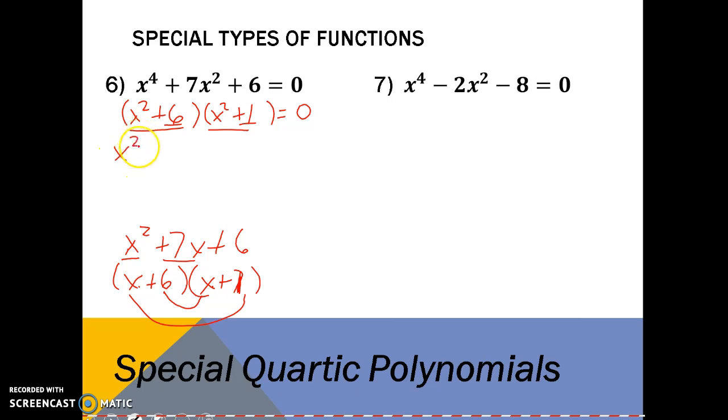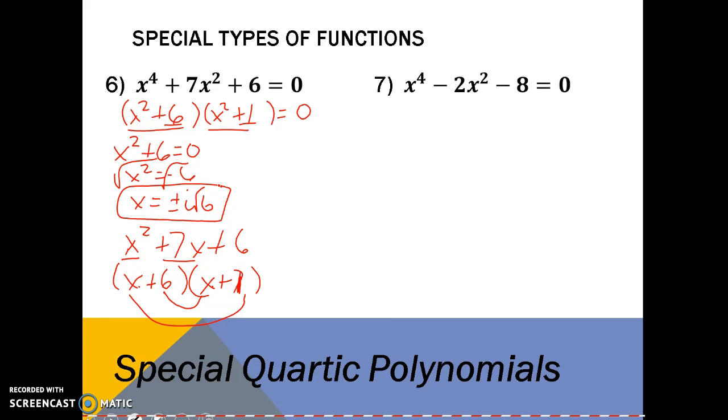Let's assume it's the first one. If x squared plus 6 is 0, then I'm going to go ahead and subtract 6 from both sides. So x squared equals negative 6. If I take the square root of both sides, then x is going to equal plus or minus i radical 6. Those are 2 solutions.